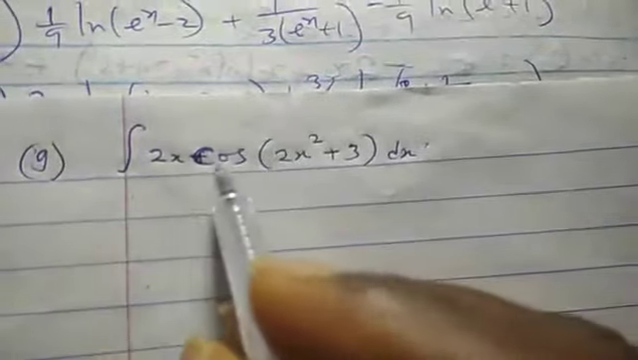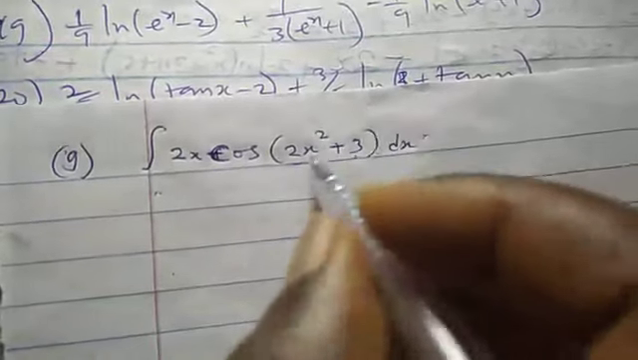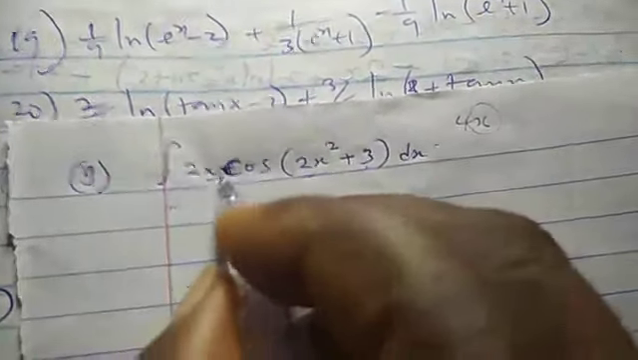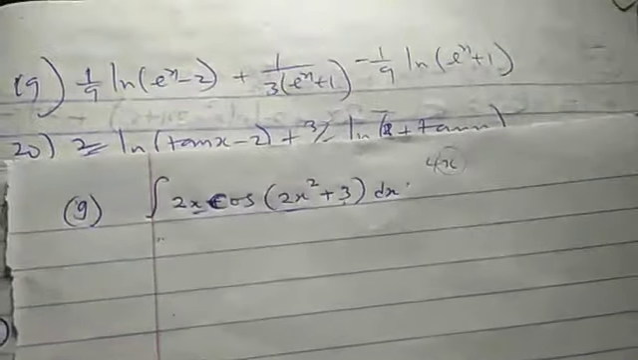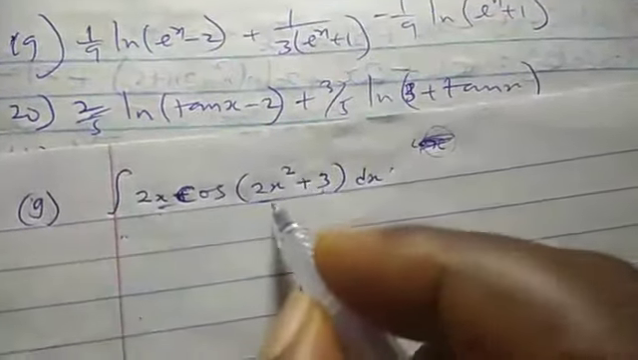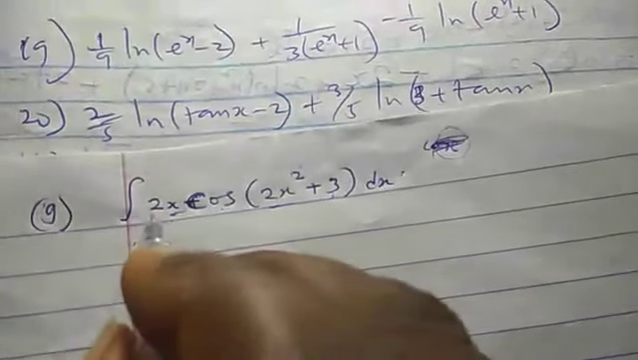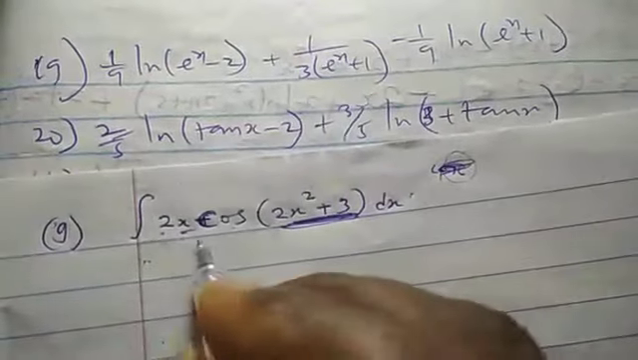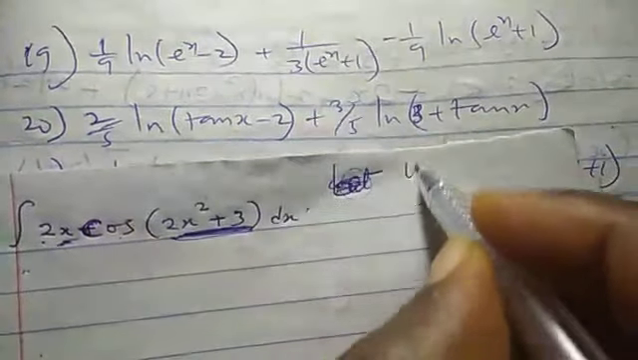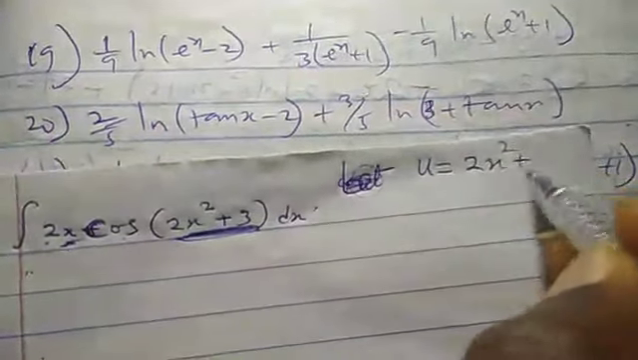Let's take another example. We want to integrate 2x cos of (2x squared plus 3) dx. Remember, if you differentiate this 3, it is 0. If you differentiate 2x squared, it will give me 4x. So x can come out. In that case, I can apply integration by substitution. So the one that if you differentiate, you get the other. It is these two that if I differentiate, I will get x out. In that case, I will say that let u be 2x squared plus 3.